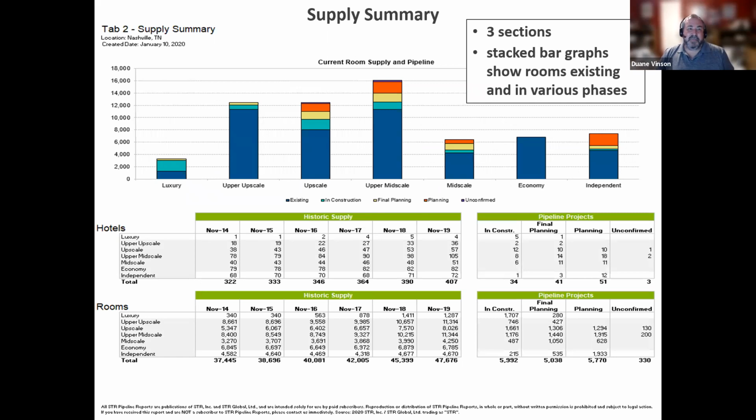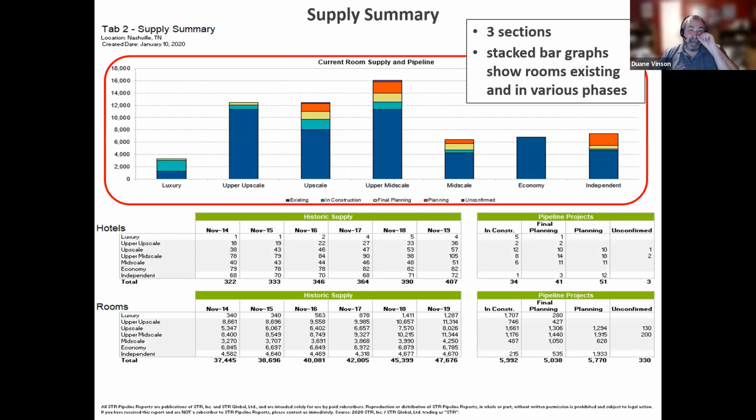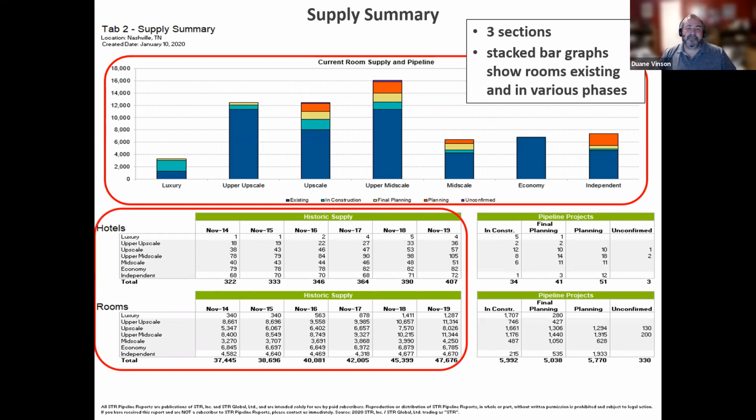In that market supply report that you would use for this, and you all again have this as well for your market, Tab 2 is our supply summary tab. We know at the top we have that graph. That graph there is showing us rooms by scale, and we're stacking then the existing supply, and then on top of that, those that are in projects, in the development, in construction, final planning, and unconfirmed. At the bottom, here's our historic snapshot information for our market. So we can see from this, not only what does the current supply look like by scale within our market, but then which has changed the most?